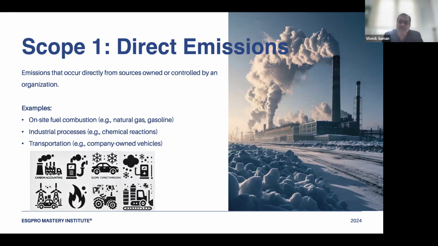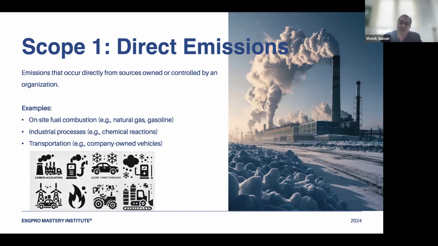Which are the sources? On-site fuel consumption, like you are using in your DG set in your company, or you have certain motors, etc., which are taking natural gas, gasoline, etc. You have a boiler which is consuming gas, right? All that on-site fuel combustion is a direct emission.